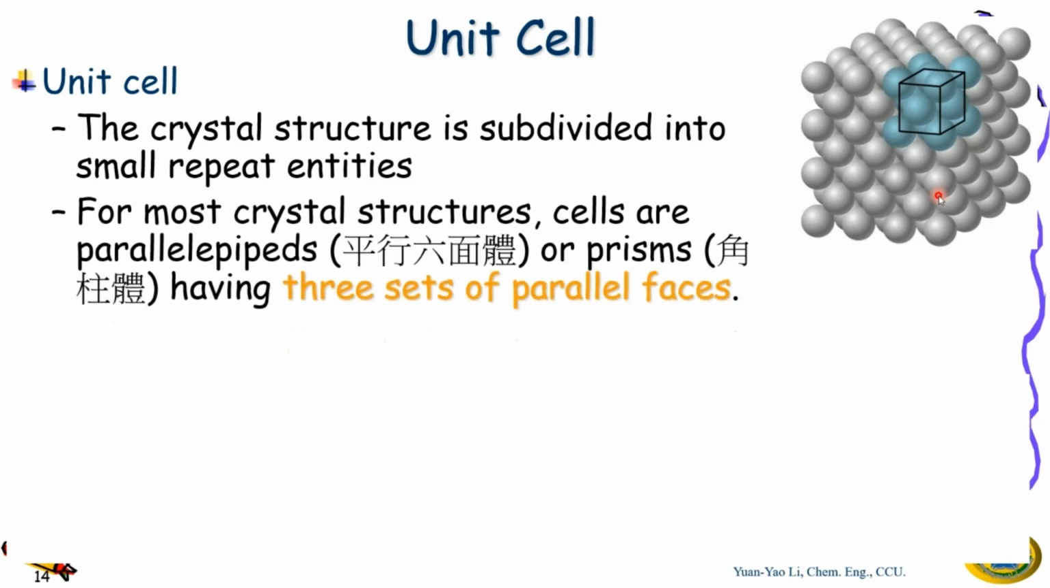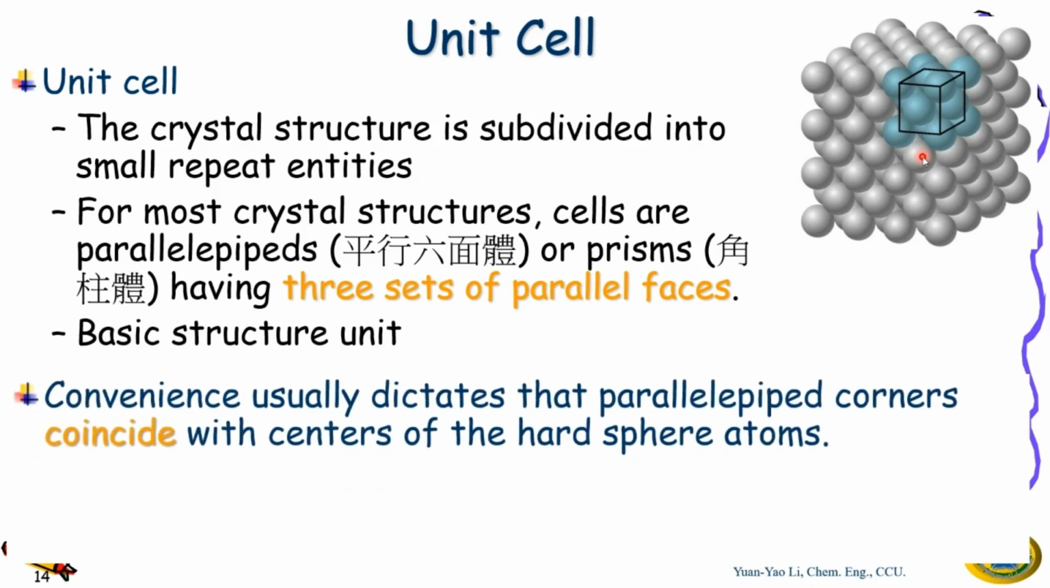So for most crystal structures, the cells are parallelepipeds or prisms, having 3 sets of parallel faces. So you have 3 sets. There are 6 faces, right? For this cube, there are 6 faces, and you divide them into 3 sets of parallel faces. The top and bottom are set 1, right and left are set 2, front and back are set 3. Okay. So this is the base structural unit.